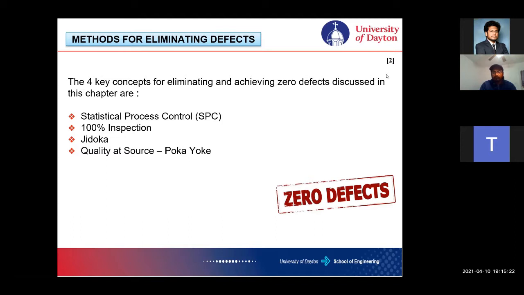Methods for eliminating defects that will be covered in this presentation are statistical process control, 100% inspection, Jidoka, and quality at the source.